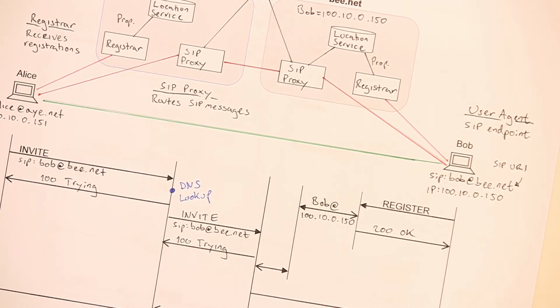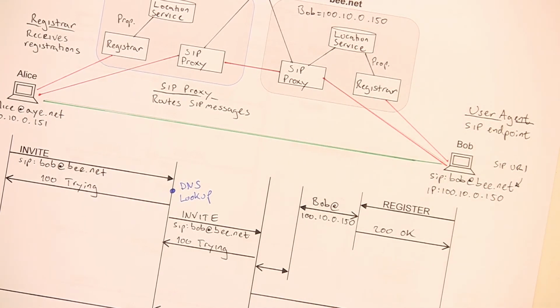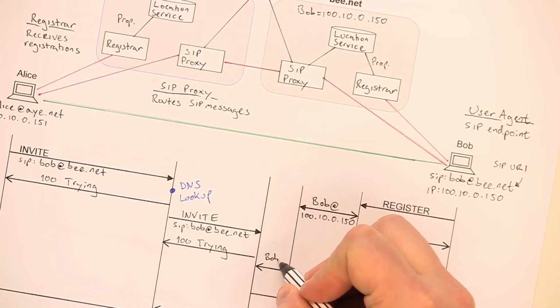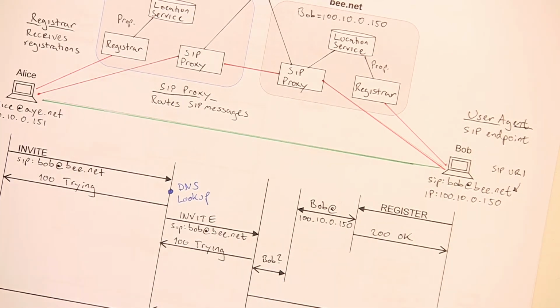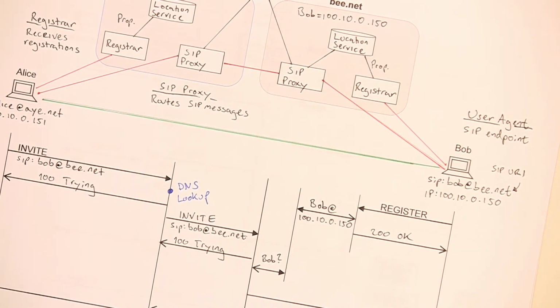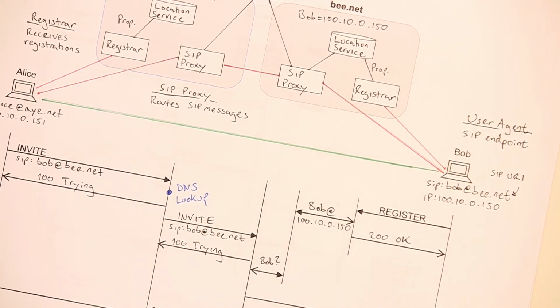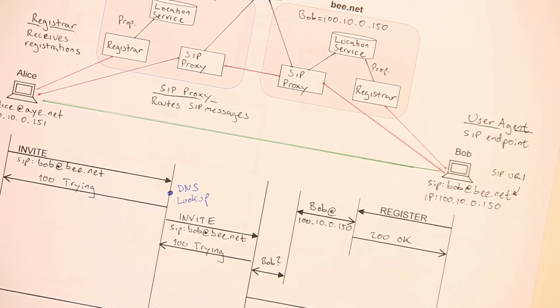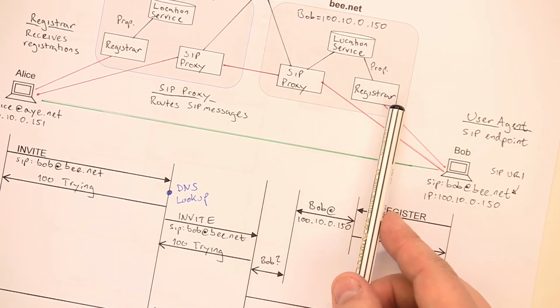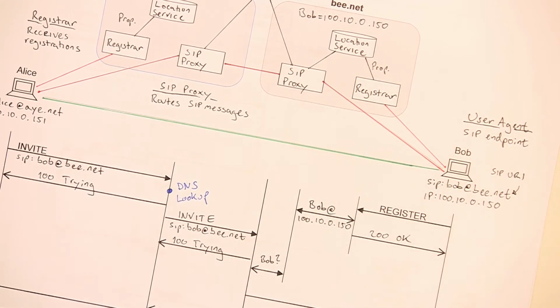This makes it possible for Bob's SIP proxy to now ask the location service where Bob is. So I'll just put in here Bob? Because remember, this is a proprietary protocol. This is not SIP. When the SIP proxy looks in the location service, it doesn't have to be any protocol strictly at all. Very often the location service is built into a node, a physical node that is both SIP proxy and registrar. So all of these three things are the same actual function in the network.